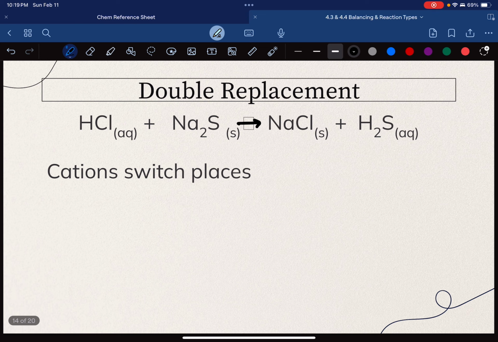Double replacement. Your cations are switching places. So first hydrogen is with chlorine, and now hydrogen is with sulfur. Sodium is with sulfur, but now sodium is with NaCl. So your cations are switching places.